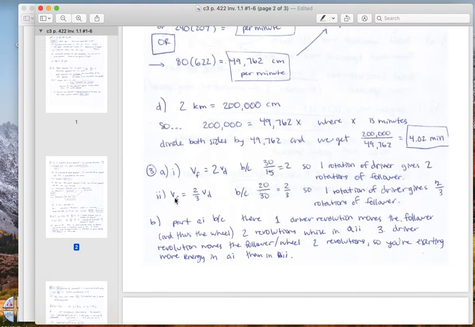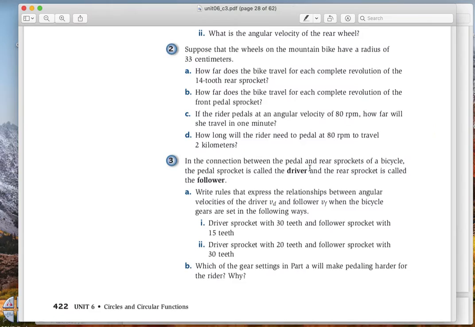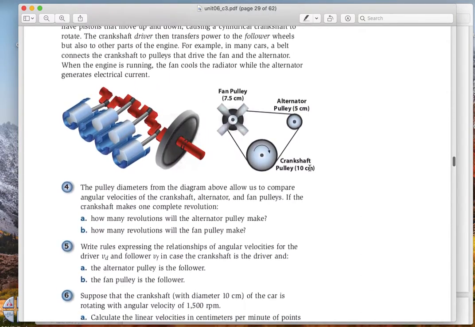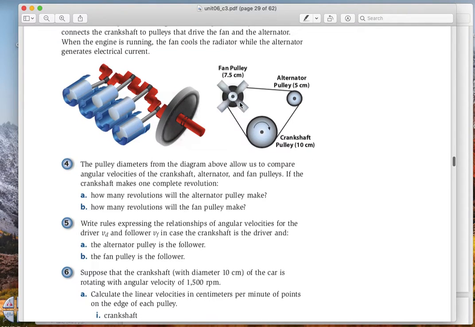But either way, you have to be thinking about the relationship between the driver and the follower. What's the driver? What's the follower? So when you move on to number 4, 5, and 6, really pick what's my driver and what's my follower. The crankshaft is going to be the driver, the alternator will be your follower, or the fan pulley will be your follower. But depending on the question they ask, it will require you to decide which is which.